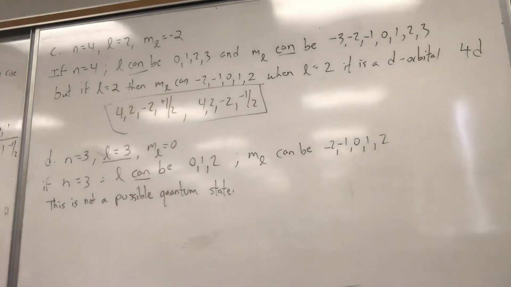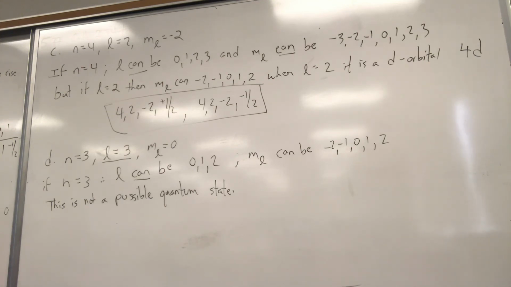So that corresponds to 2 electrons in a d orbital. In the last example, they say n equals 3, l equals 3, and m sub l equals 0. Now, when n equals 3, l can be anything from 0 to 2, and m sub l can go from -2 to +2.